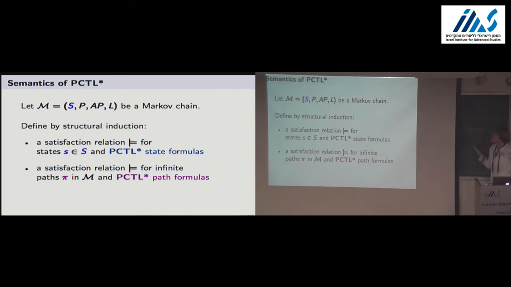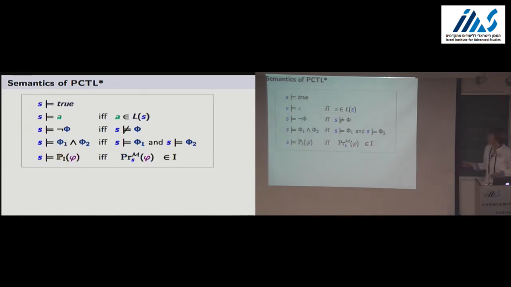So let's talk now about the semantics, and this is what I would say is a rather natural definition. We interpret the state formulas over the states in a Markov chain and the path formulas over the infinite paths. So this is the semantics of the state formulas. Here, this is the propositional logic fragment, and there is no surprise. For an atomic proposition, we just check the labeling of that state. And for instance, not phi holds for state S if it is not the case that S satisfies phi.